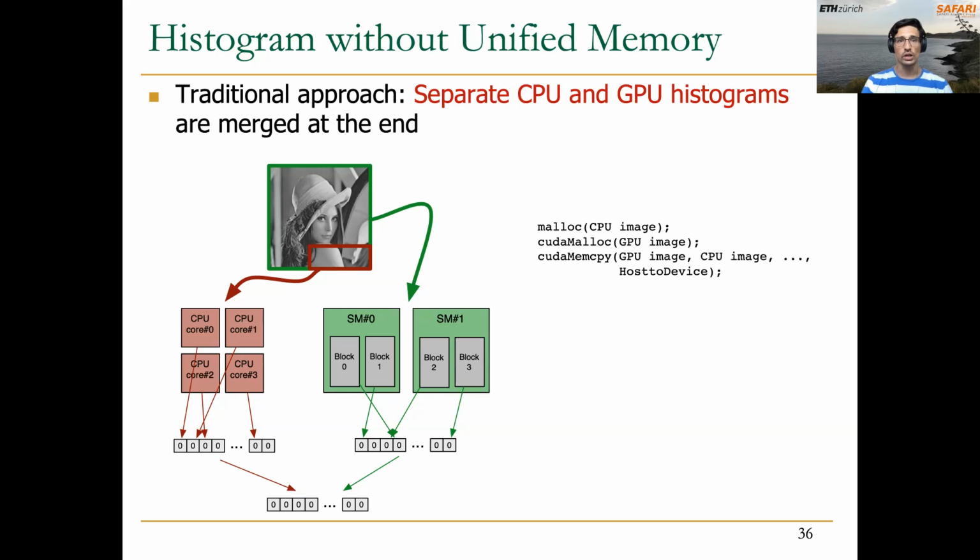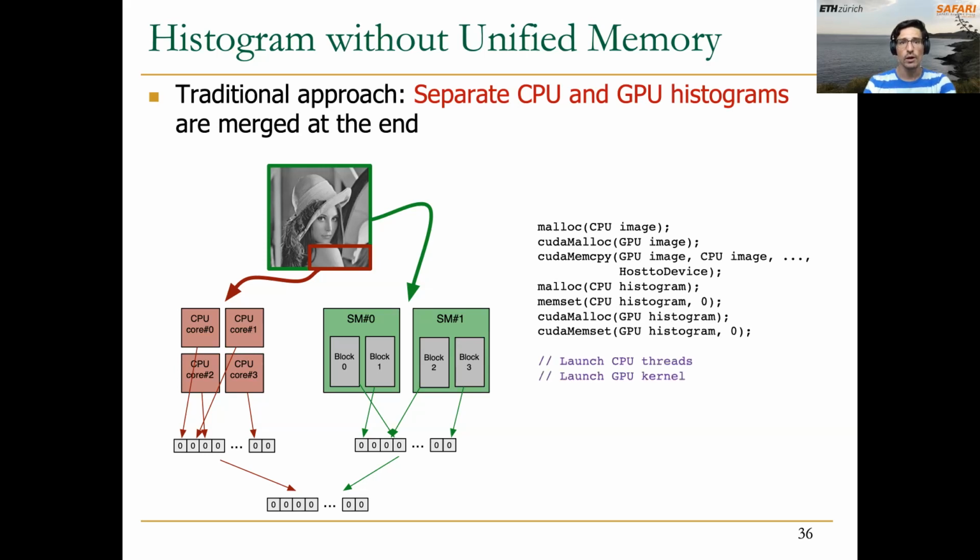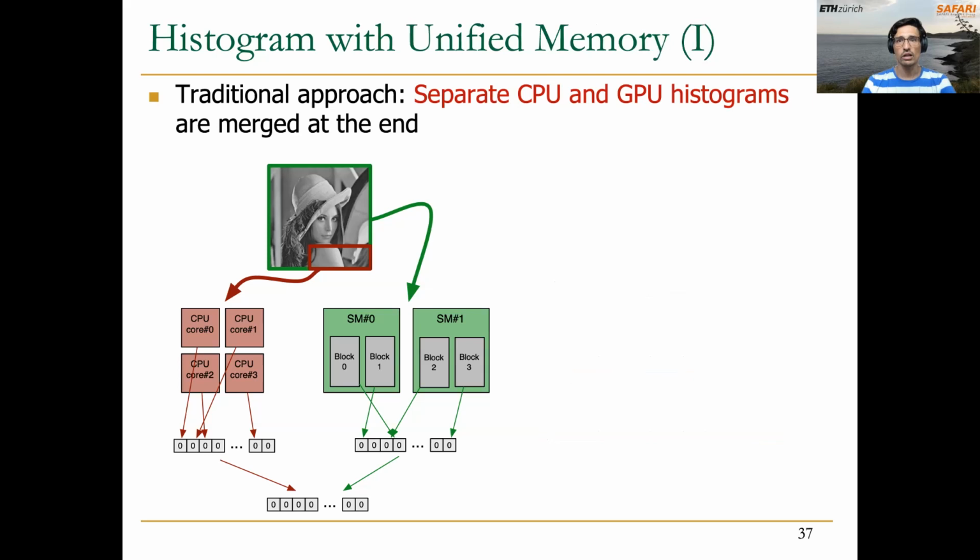And this is more or less like a reference code that we could use. What we need to do is to first allocate the input image in both CPU memory and GPU memory. We also have to allocate separate histograms, or subhistograms, or partial histograms, in CPU memory and in GPU memory. We launch CPU threads and GPU kernels to calculate these partial subhistograms. And at some point after the GPU kernel terminates, we have to move the GPU partial histogram to the CPU memory, and then have CPU threads merging both subhistograms. So as you can see, this is relatively cumbersome.